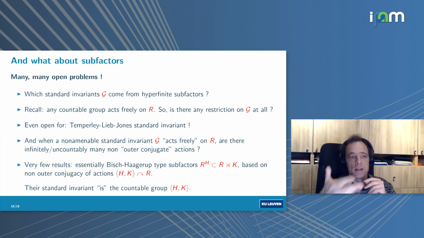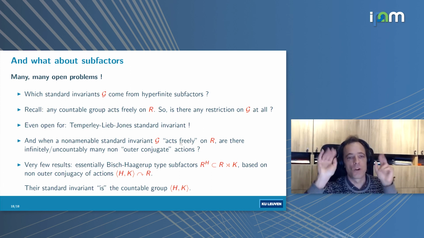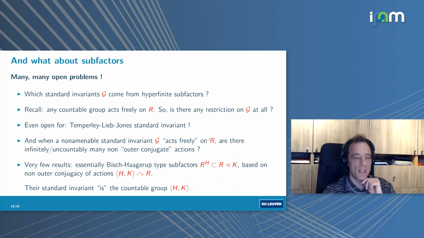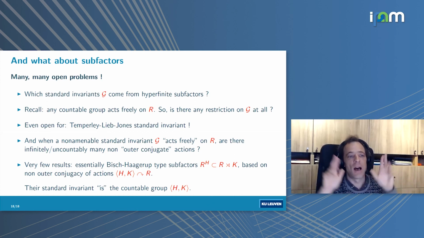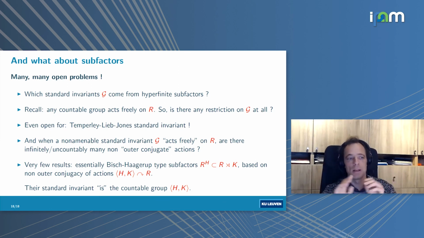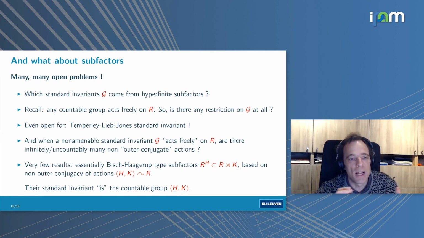Now, assuming that you can realize it, so when you have a non-amenable standard invariant acting freely on R, you would then expect, in the spirit of what we have seen before, that then all of a sudden there are really many of these actions of the standard invariant on R. But that is extremely far out of reach. And essentially the only results we have in that direction are due to the construction of Bisch–Haagerup, which is really translating group theory properties into subfactors.